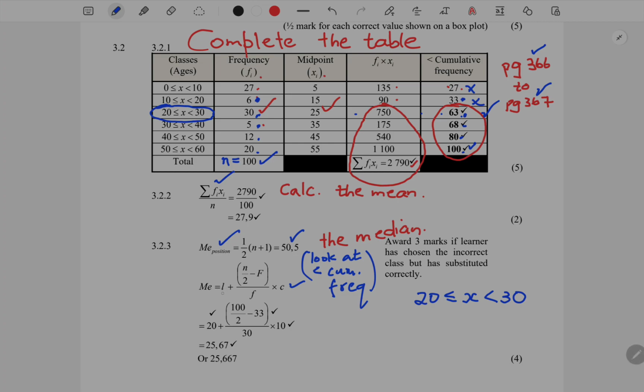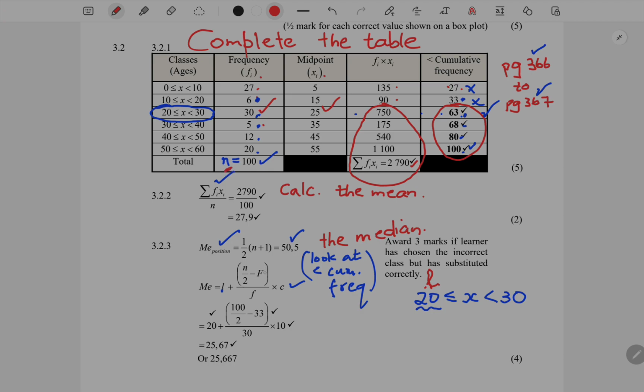So what does L stand for? You must refer to page 366. Otherwise, I can read for you. Small letter L stands for the lower limit of the class interval that contains the median. The lower limit is this one. 20 is the lower limit. This one is your L. Then plus N over 2. What does N stand for? N is this one, 100.